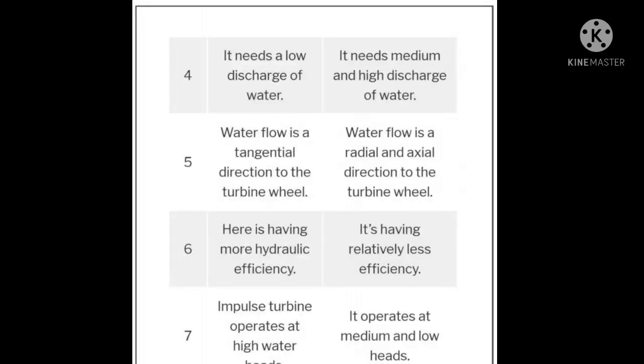Water flow is in a tangential direction to the turbine wheel. Here there is more hydraulic efficiency. Impulse turbine operates at high water heads. Reaction turbine needs medium and high discharge of water. Water flow is in a radial and axial direction to the turbine wheel. It has relatively less efficiency. It operates at medium and low heads.